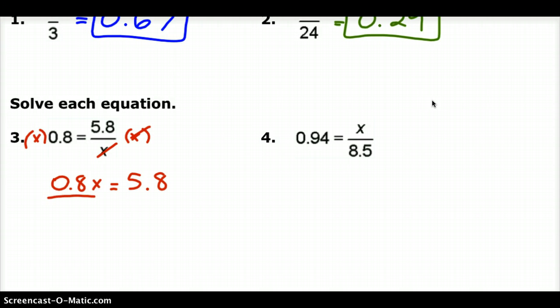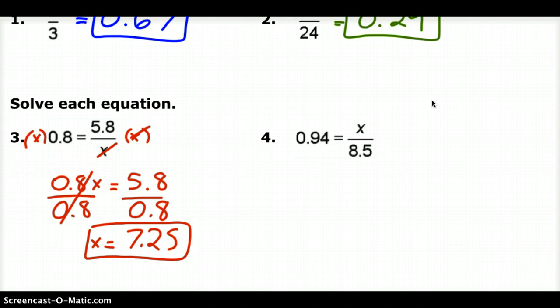And then I'll divide both sides by 0.8. Really, we're still using the cross products property, okay? So we'll divide those by 0.8. 0.8 over 0.8 just divides to 1. And so we have x equals 5.8 divided by 0.8 gives us a result of 7.25. Okay, so very, very simple stuff, especially when we're able to use a calculator.